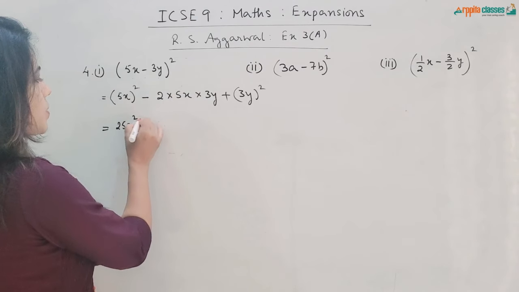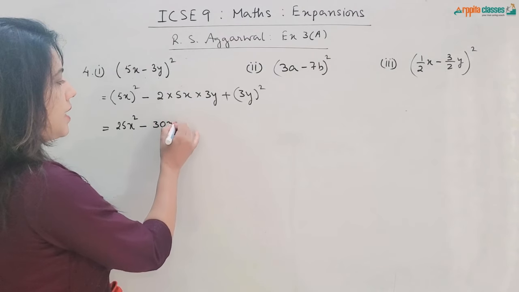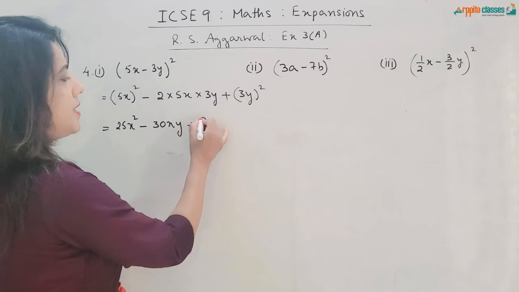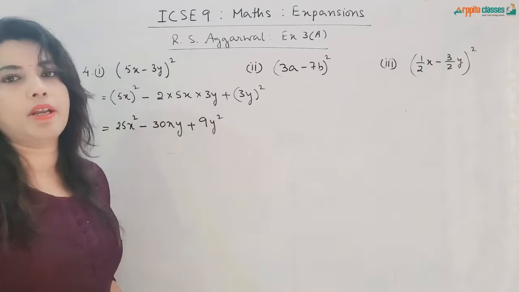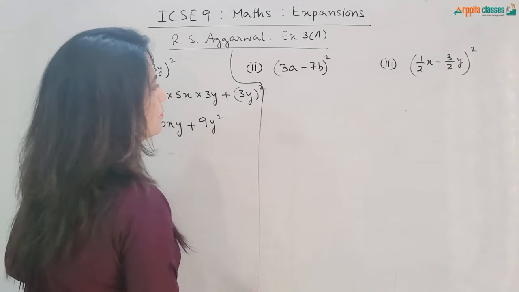x square is x square minus 5 into 2, 10 into 3, 30xy plus 3 square is 9, y square is y square. So this is the expanded form. Okay, let us do this sum.